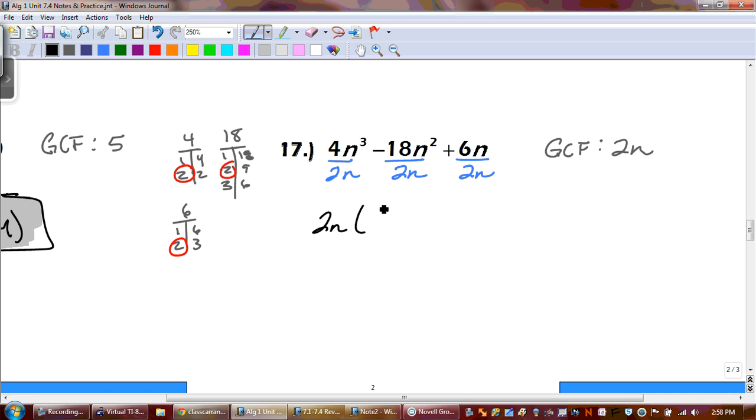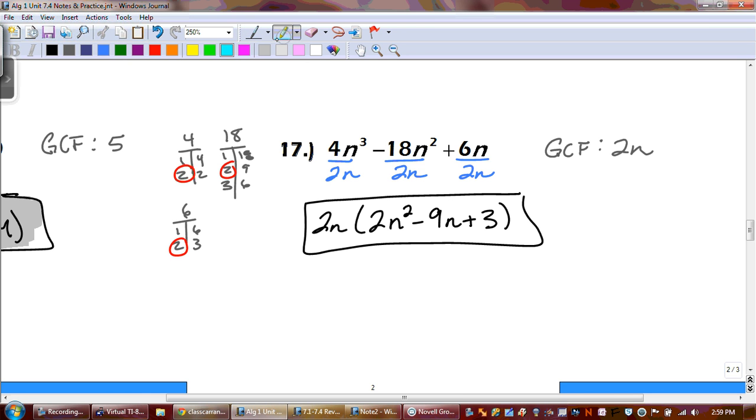4 divided by 2 is 2, n cubed divided by n gives us n squared. 18 divided by 2 is 9, and n squared divided by n is just n. And then 6n divided by 2n gives us 3, okay? So there we go.